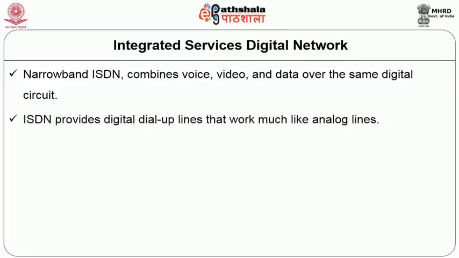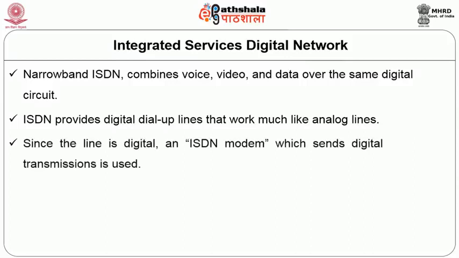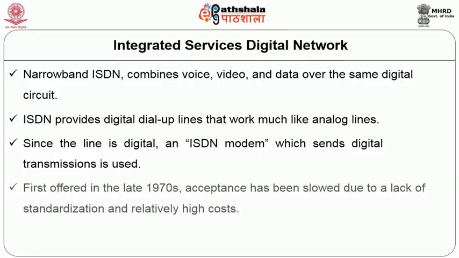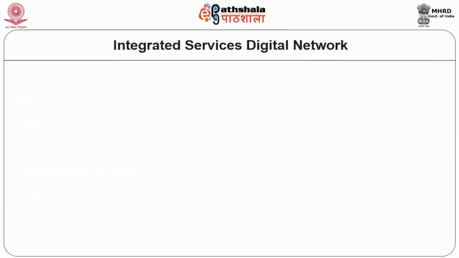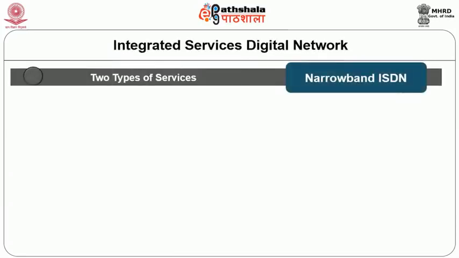ISDN provides digital dial-up lines that work much like analog lines. Like a simple telephone line, it works. Whenever digital data is to be transmitted over cable, we need to convert that data into signal. So for that purpose, we need a modem. So we need an ISDN modem which sends the signals. First offered in the 1970s, if you look at the history of this. And because of the lack of standardization, it was not used, and it was also relatively high cost at that time. And narrowband ISDN offers two types of services.